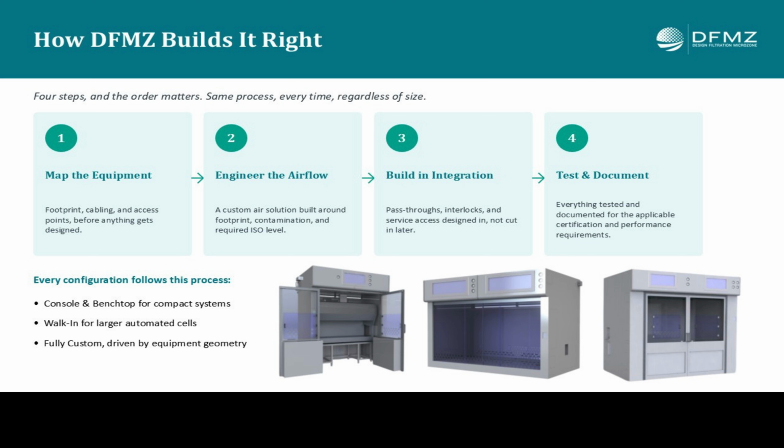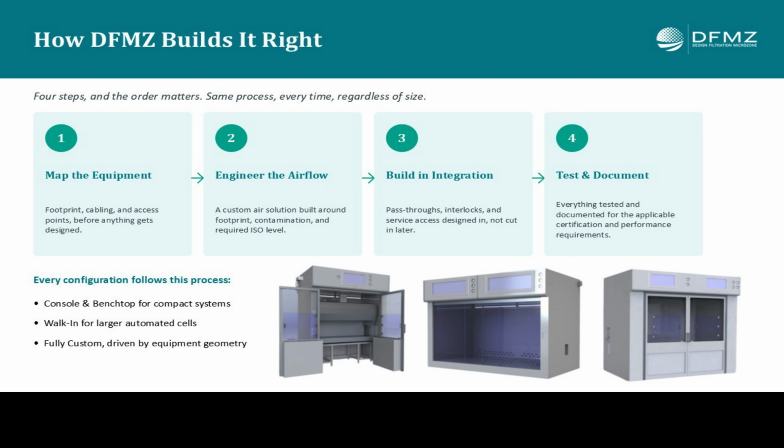So how does DFMZ actually approach this differently? 4 steps, and the order matters. First, we map the equipment, footprint, cabling, and access points before anything gets designed. Second, we engineer the airflow around the actual application, building a custom air solution based on the equipment's footprint, contamination requirements, and the ISO level the process calls for, rather than dropping in a generic airflow configuration. That same step lets us account for unique requirements right from the start.